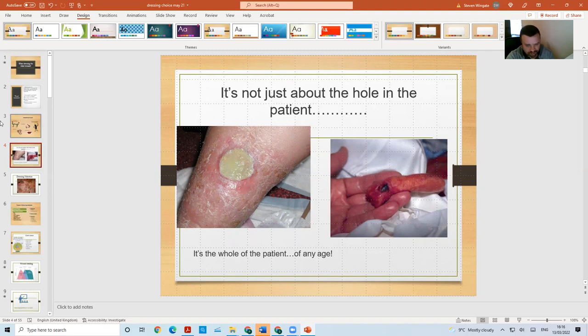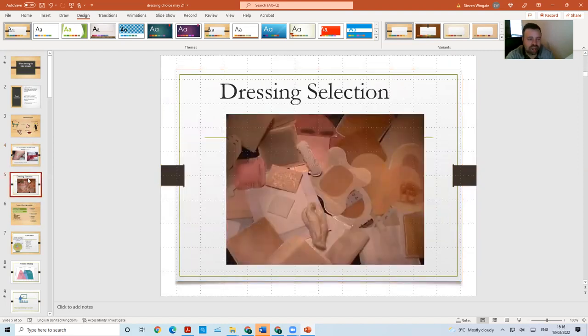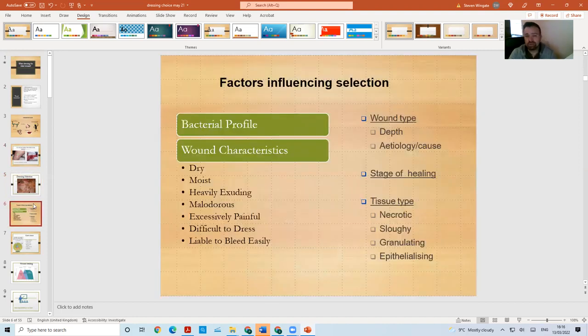So again, whether it's an older person or a child, we need to think about age as a problem as well. So dressing selection really depends upon what you're asking the dressing to do. Factors influencing selection, first of all, could be the bacterial profile, so the wound type, the depth and the cause. So why is it so deep? Is there an infection already in there that's making it go deeper? Have you got to keep it open and wide for a longer period of time? Or alternatively, was it trauma? So what's going on there on the wound type?